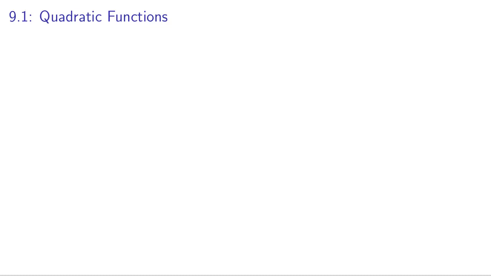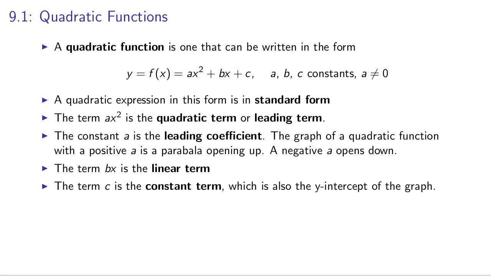Algebra 2, Chapter 9, Section 1, Quadratic Functions. A quadratic function is one that can be written in the form ax squared plus bx plus c, where a, b, and c are constants and a is not 0. If a were 0, then we would have essentially a linear function. A quadratic expression in this form, ax squared plus bx plus c, is standard form.